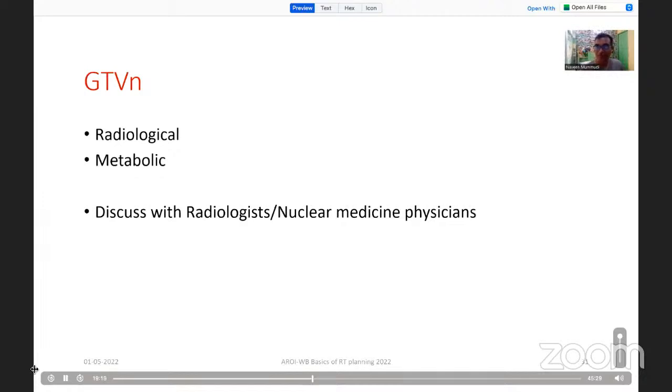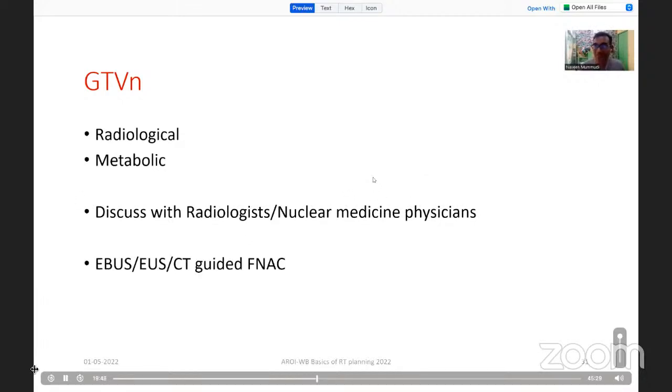Similarly, when you have an SUV in the lymph node as high as the primary, then you're fairly sure that the lymph node is involved. So this discussion again would help you contour only the diseased lymph node and not the infected node, because many times we do see patients with a previous history of tuberculosis or some other infective disease, which can lead to enlarged lymph nodes. So to avoid this confusion, it is always good to have this discussion.